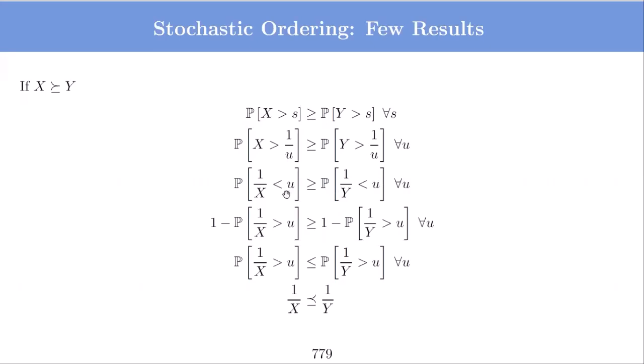So this also means that 1 minus the probability of 1 by X more than u should be more than 1 minus the probability of 1 upon Y more than u, for all values of u. This means that the probability of 1 upon X more than u is less than or equal to the probability of 1 upon Y more than u. So this just means that 1 upon Y stochastically dominates 1 upon X.